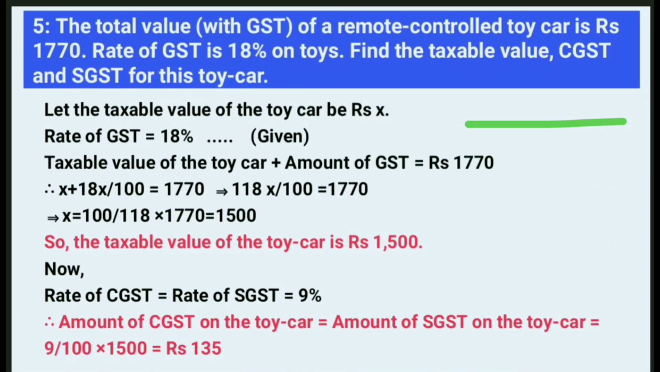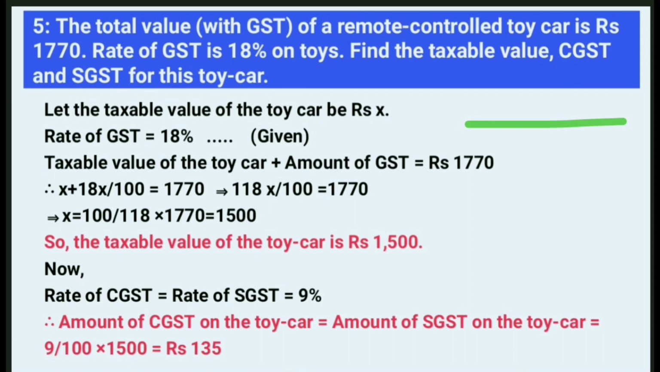Question number 5. The total value with GST of a remote control toy car is rupees 1770. Rate of GST is 18% on toys. Find the taxable value, CGST and SGST for this toy car. Now let the taxable value of the toy car be X rupees.